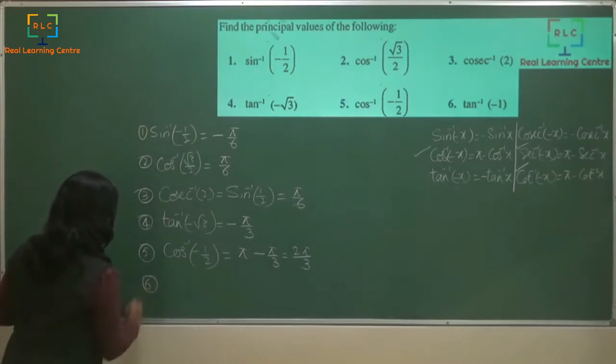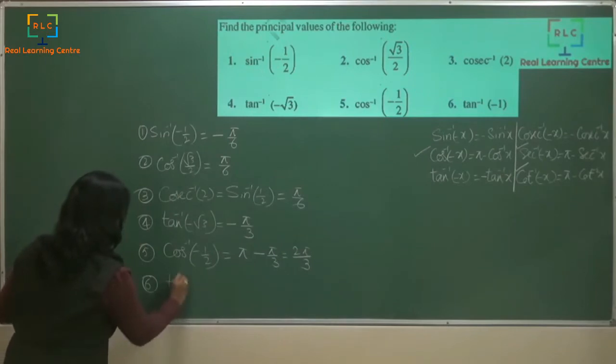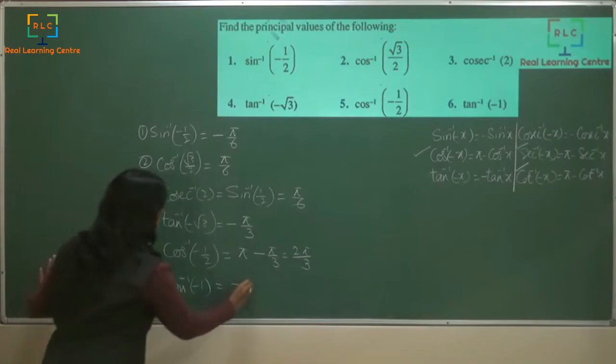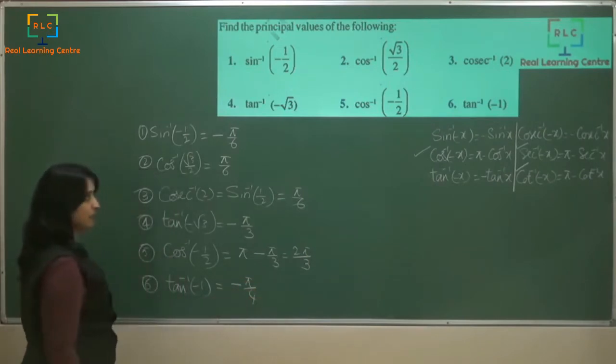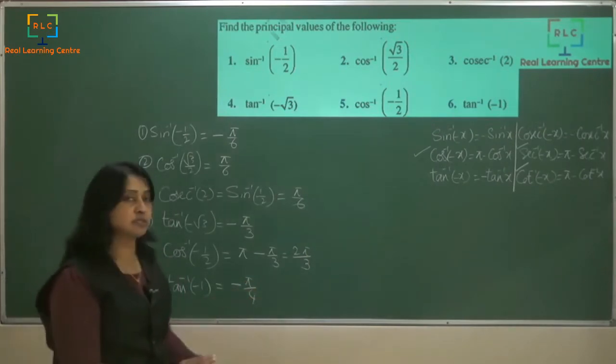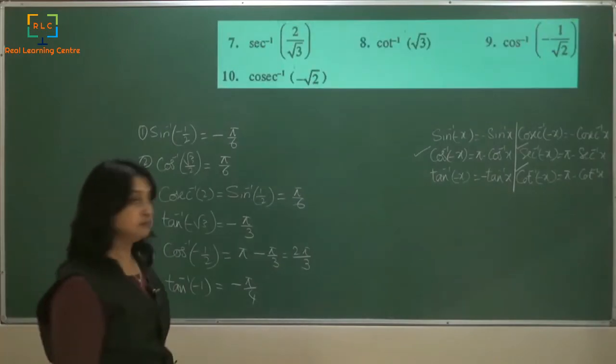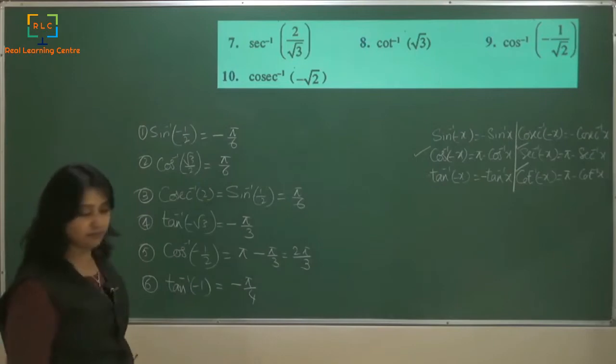Next we go to question number 6. Question number 6 is tan inverse of minus 1. Once again I shall write directly minus, tan of what degree is 1? It is pi by 4, minus pi by 4. So we are done with these 6 questions. So you have this one small exercise. So simple it is. Now we'll go to question number 7 we have.